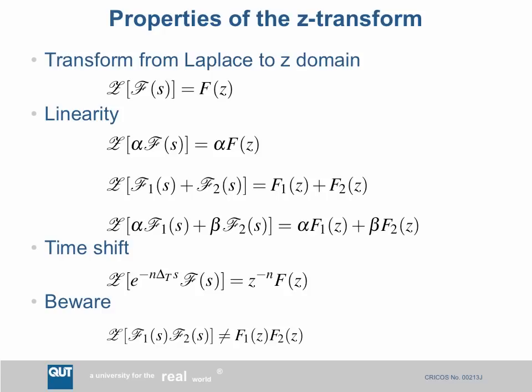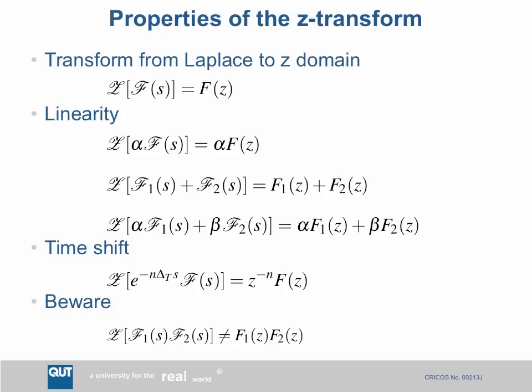Time shift is an interesting one. If I have a signal in the Laplace domain multiplied by this exponential, which we talked about a moment ago, representing time delay, then in the z domain it is the z transform of the function F pre-multiplied by z to the minus N. So the delay, which is an exponential in the Laplace domain, is z to a power in the z domain. An important thing to be wary of is that if you have the product of two functions in the Laplace domain, it is not equal to the product of their transforms in the z domain. This is an important trap for beginners. Be aware of that one.